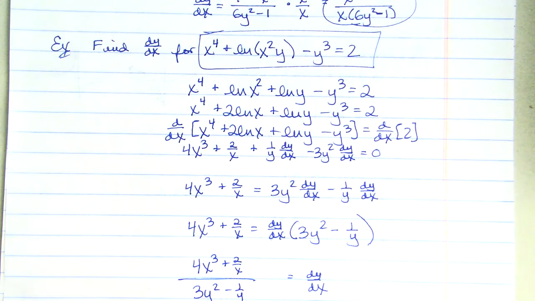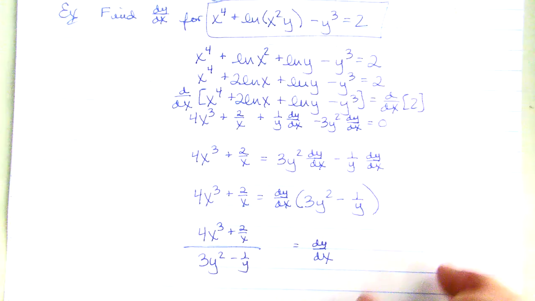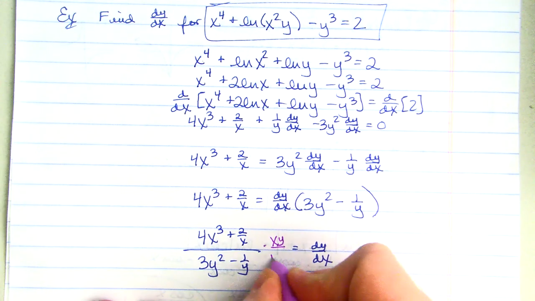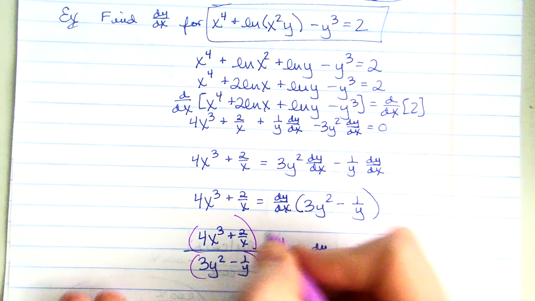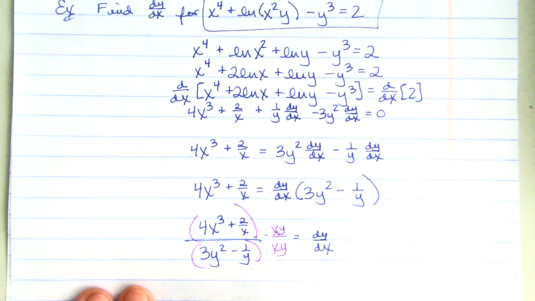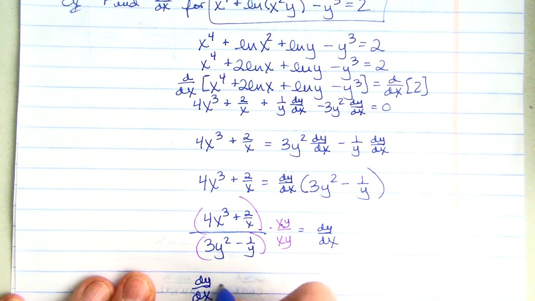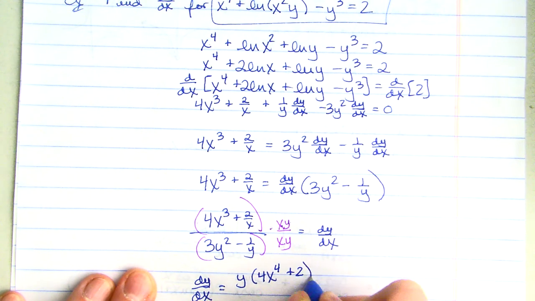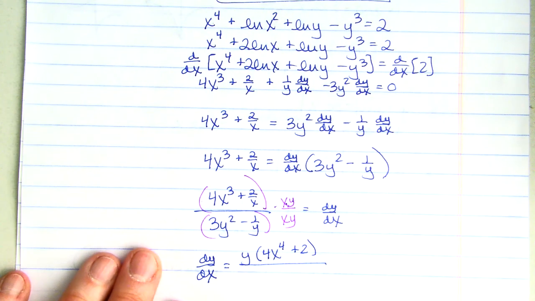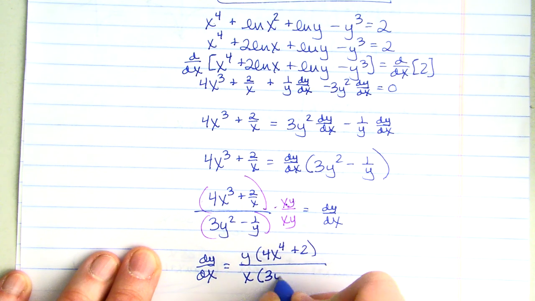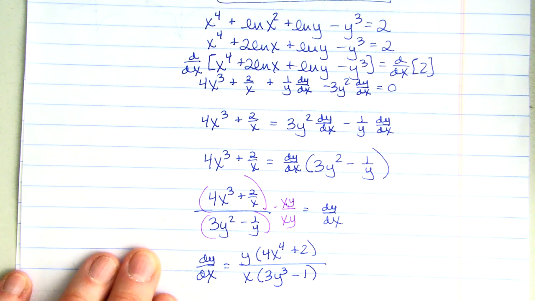What are we going to have to multiply by to get rid of our fractions inside fractions? I'm going to multiply this thing by xy over xy. The x I'm actually going to distribute up top, but the y I'm going to leave factored out. I'm going to get y times 4x to the fourth plus 2. In the bottom, I'm going to leave the x factored out, but I'm going to distribute the y. I'm going to get x times 3y to the third minus 1.